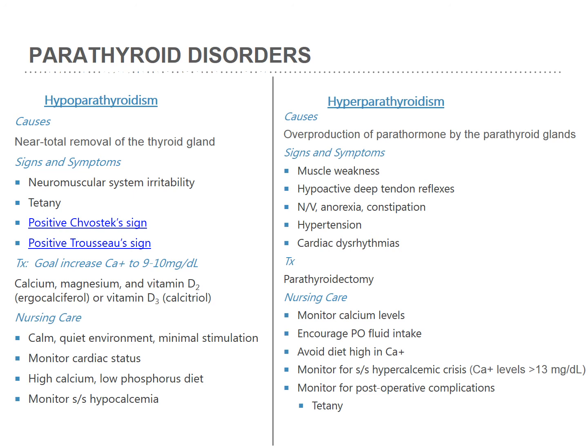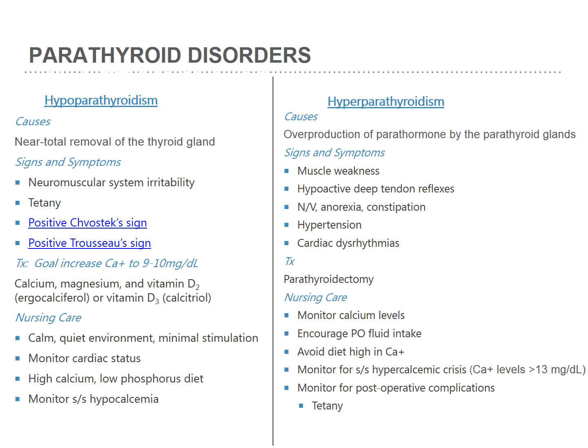I mentioned the hypercalcemic crisis, so if the levels go above 13, you're going to be concerned for severe cardiac dysrhythmias. Monitor for post-op complications after they have gone for their parathyroidectomy. You want to watch for signs and symptoms of hypocalcemia: tetany, Chvostek's sign, and Trousseau's sign.